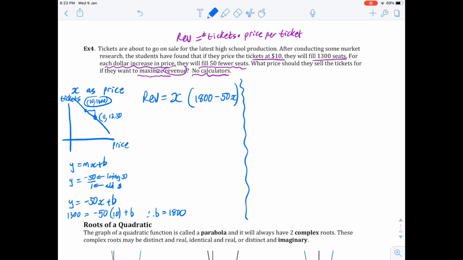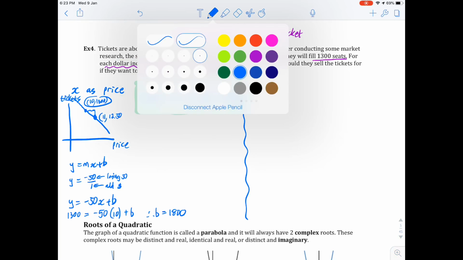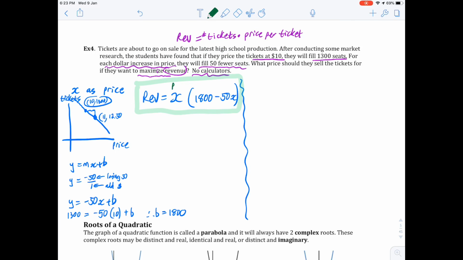Okay, and this is going to be one of the options for our revenue function. Both of the approaches will yield the same answer, which is the price that should be charged in order to maximize revenue. But keep in mind, in the context of this model, x represents my price, and 1800 minus 50x represents my number of tickets.